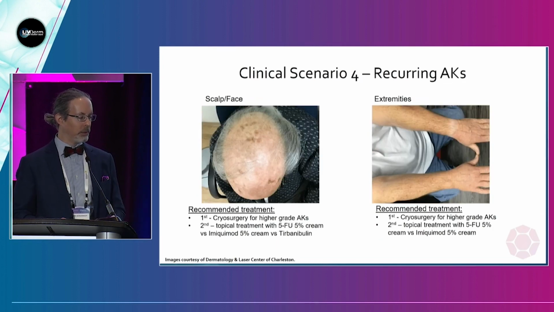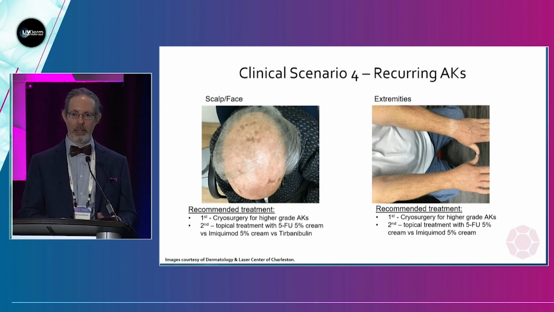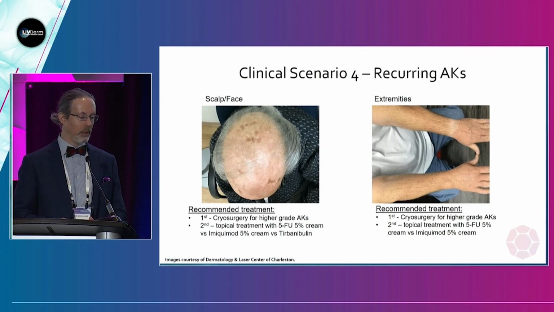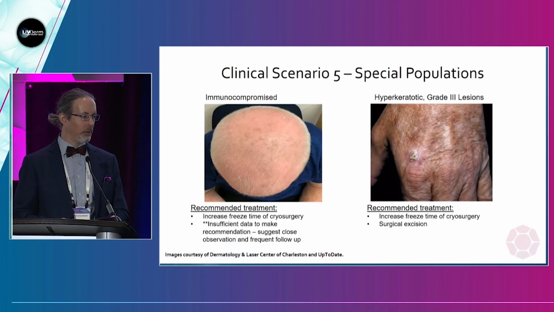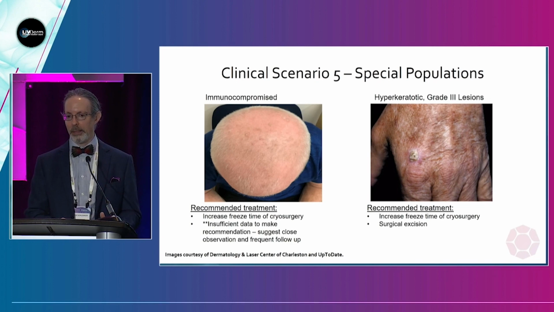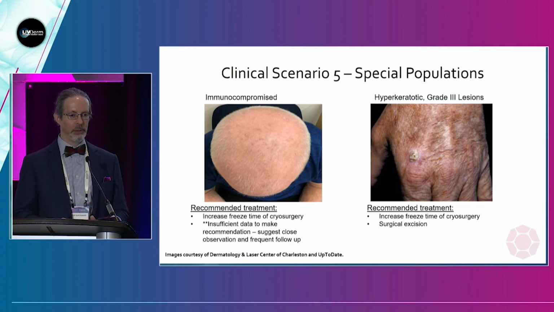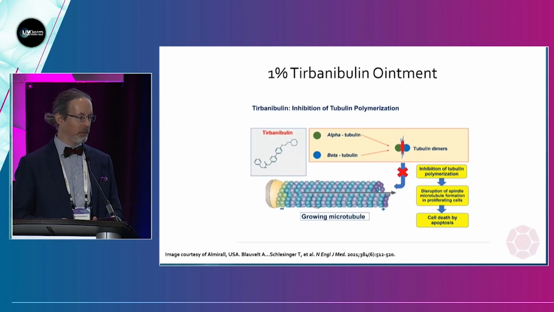And these are the patients we start to get worried about when they have recurrent AKs. We're really worried about skin cancer. We've got to follow them carefully to make sure that they don't progress, and then hit them a little bit harder with that 5-FU. And of course, our special populations: the guideline did cover, to some extent, immunocompromised patients, but there was insufficient data to really say much about how to deal with them, so we just end up being more aggressive in our surveillance and our management of these patients.